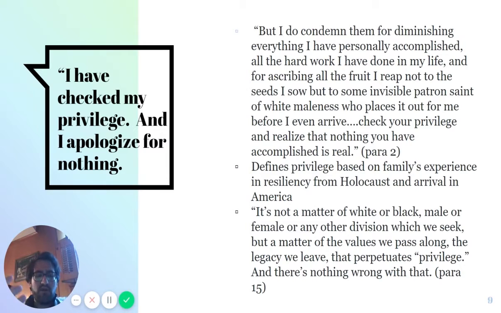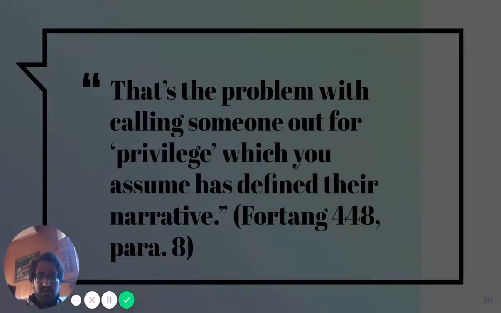And there's nothing wrong with that. So he has a very positive definition of privilege, not associated with the cultural, racial, or gendered factors that we traditionally have in that "check your privilege" phrase, but rather with values. And he ends the essay with that giant statement: "I have checked my privilege and I apologize for nothing."